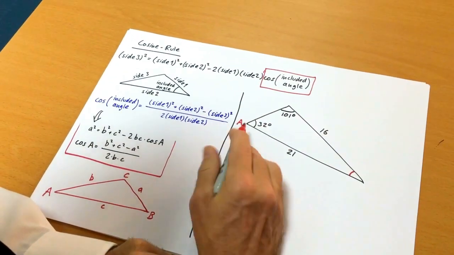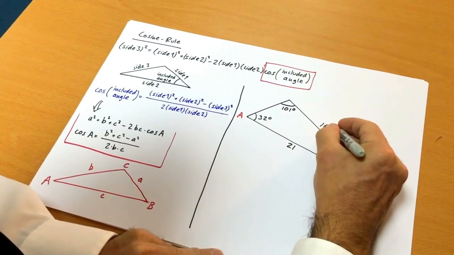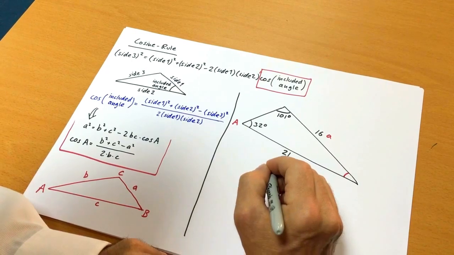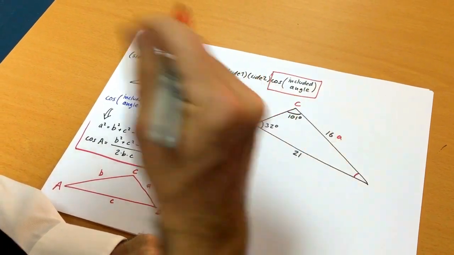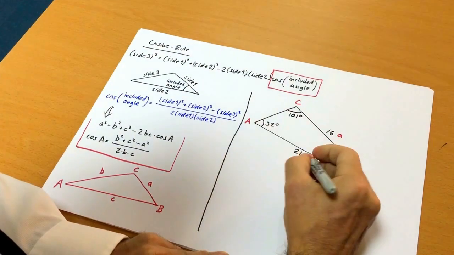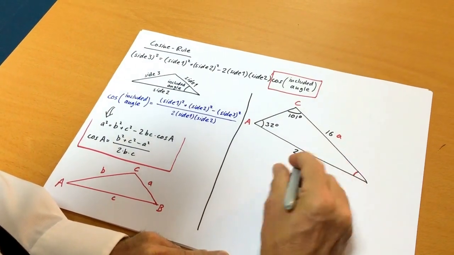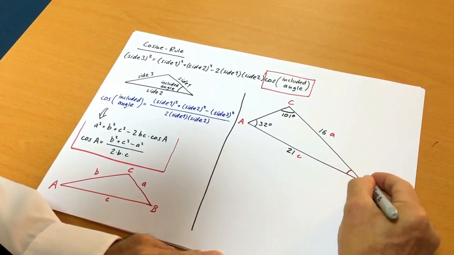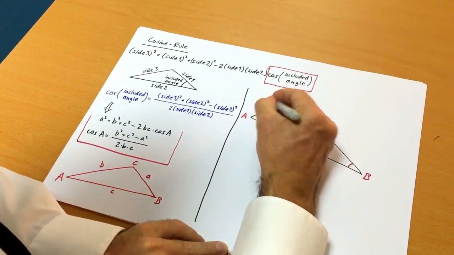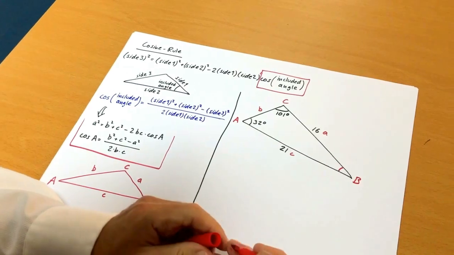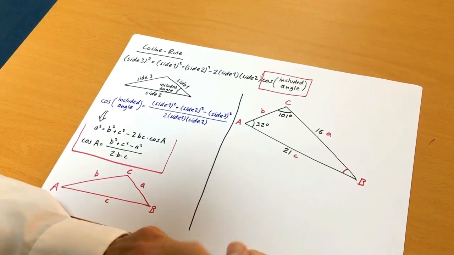I'm going to write angle A here, which means that 16 would be my lowercase a. If 101 is my angle C, I could also have written B if I wanted to. Somehow I chose C, then this is my lowercase c, which means that the unknown angle, I'm going to call it B, and the unknown side on the other side is going to be lowercase b. So this was my very start.